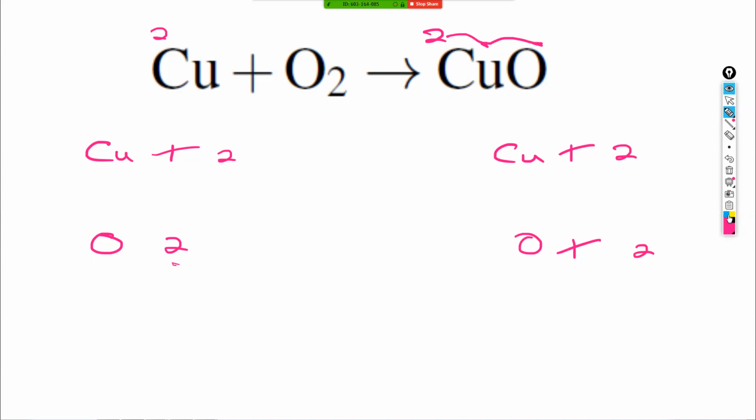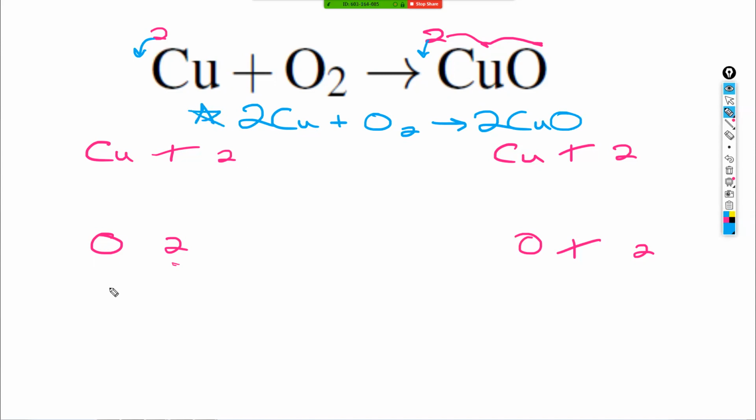Now it's time to just drop down any coefficient I used and rewrite it. So 2Cu plus O2 is going to produce 2CuO, copper oxide. Okay? And that would be your answer right here. That would be your balanced equation.